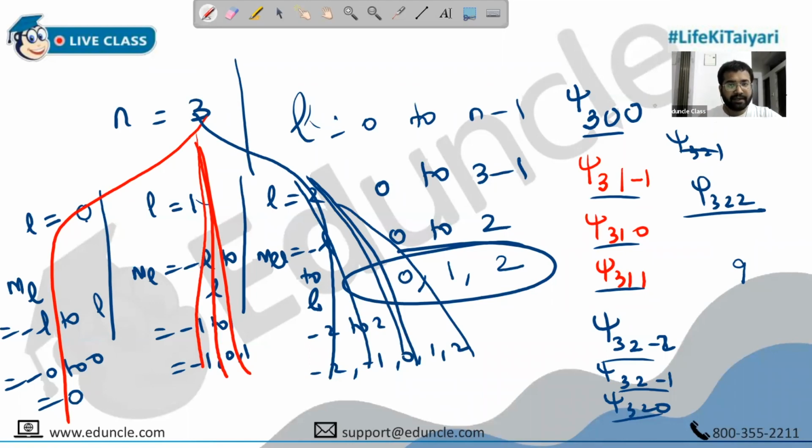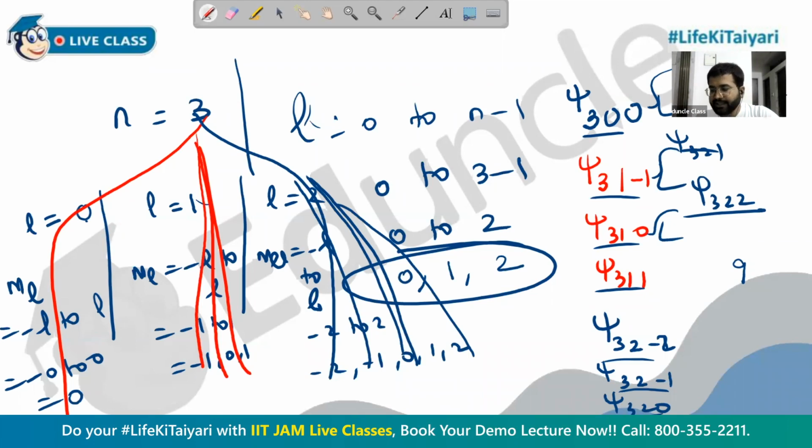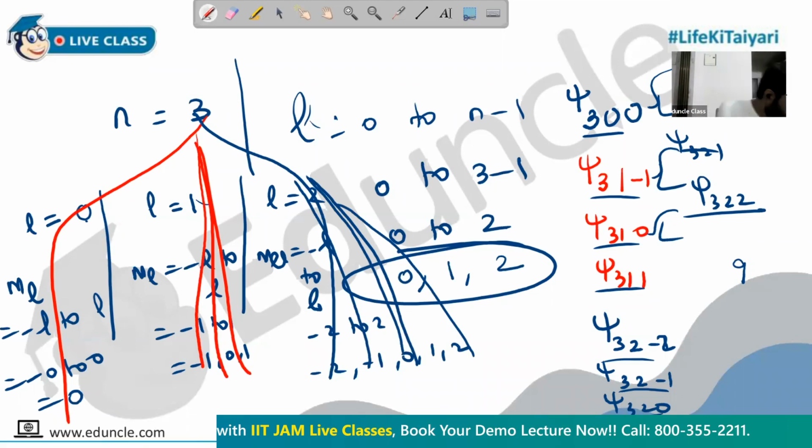Yes, sir, it will double. Because you can have upspin, you can have downspin. Upspin, downspin. So it will double, you will get 2n square. So that could be it. Mostly a degeneracy question could be created, a nice question. Okay, everyone.